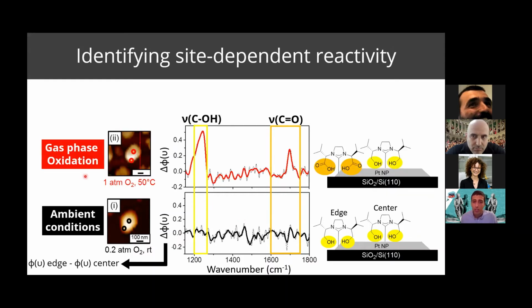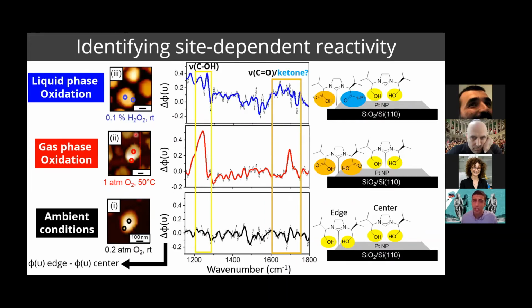When we do gas phase oxidation, you see immediately that we have a totally different picture. Now we have two dominant peaks for the CO and the COH, and that tells us that this is site-dependent reactivity. We have more carboxylic acid on the side than the center of the particle. During liquid phase oxidation, we see a much noisier spectrum. We still see that the edges are more reactive, but this time we can also see probably other carbonyl species, which suggests that we have decomposition at the particle edges.